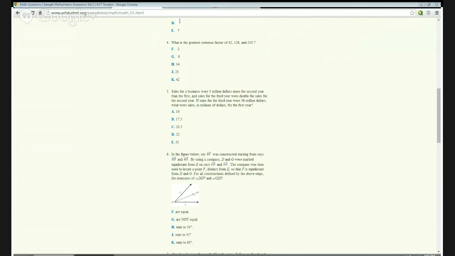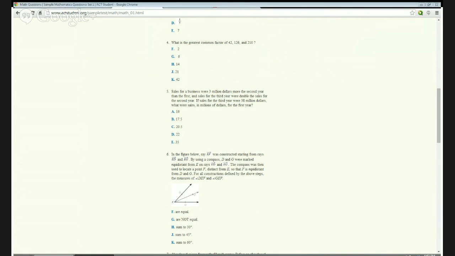So that was a quick problem. But for something like that, plugging in numbers is the easiest way to go. Just plug them into your calculator, divide each of those numbers by your answer choices, and see which one works out. Okay, number 5. It's going to be a little bit longer. It's a word problem.